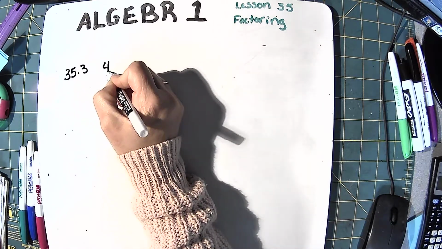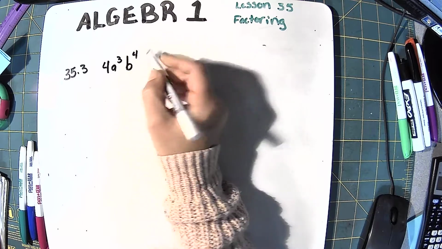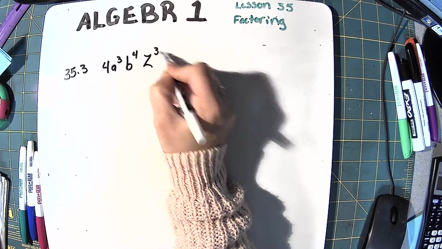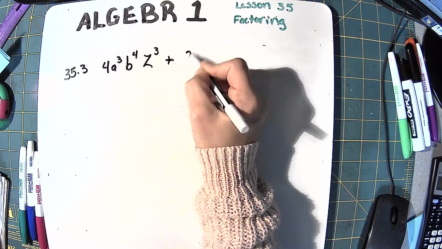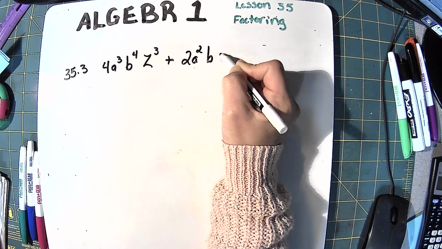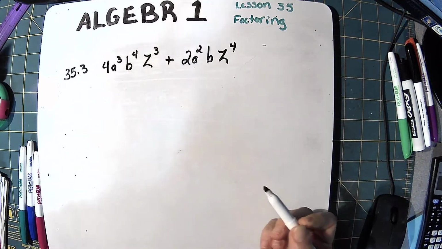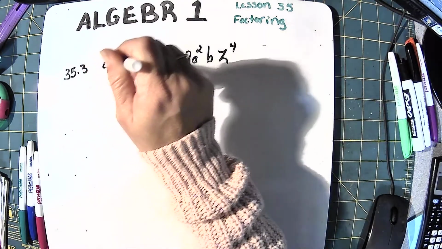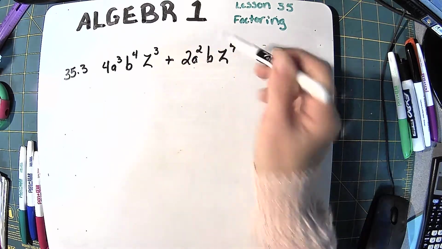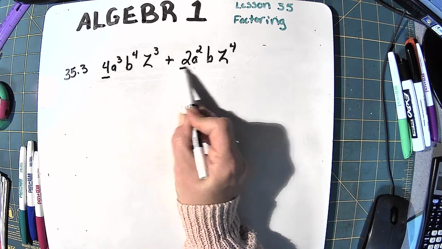This one is 4a to the third b to the fourth z to the third plus 2a squared b z to the fourth. Okay, make sure that's right. 4a to the third, b to the fourth, c to the third, 2. So first thing I'm going to do, if there's numbers, I'm going to look at my numbers first.